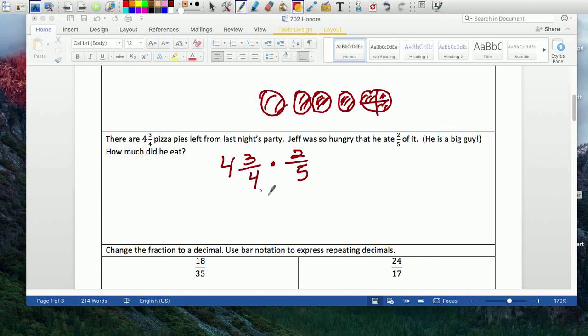Let's change this to an improper fraction. 4 times 4 is 16, plus 3, 19 over 4 times 2/5. Can I simplify this? Oh, yes, I can. 1, 2. 19 times 1 is 19. 2 times 5 is 10. Or 1 and 9 tenths. So how much of the 4 and 3/4 pizza did he eat? He ate 1 and 9 tenths. Okay, so almost 2 pies. Not a complete 2 pies, but close to 2 pies. Okay.